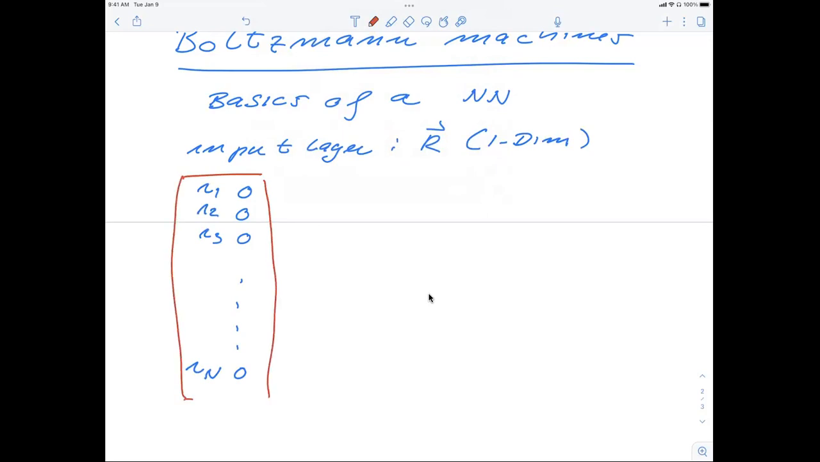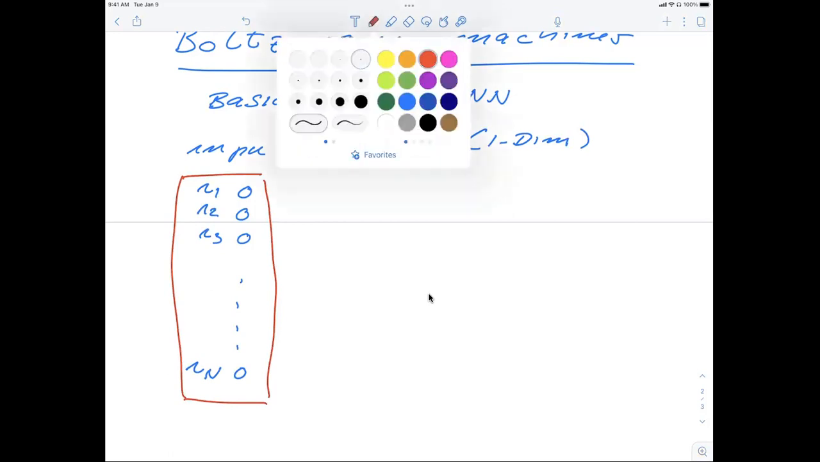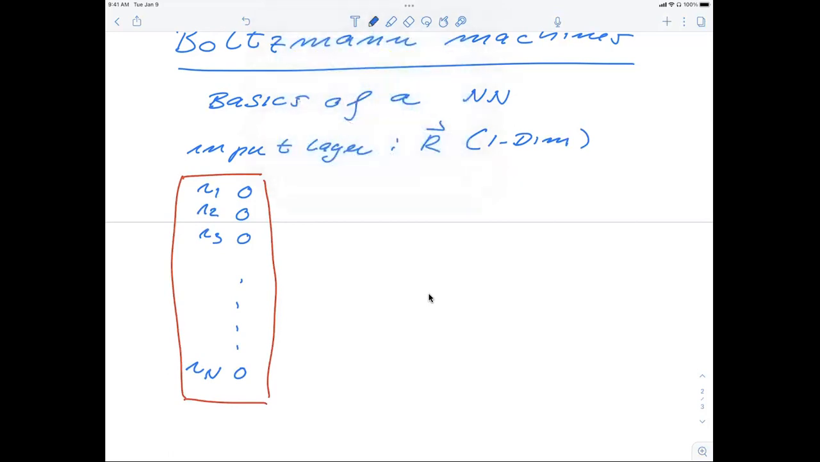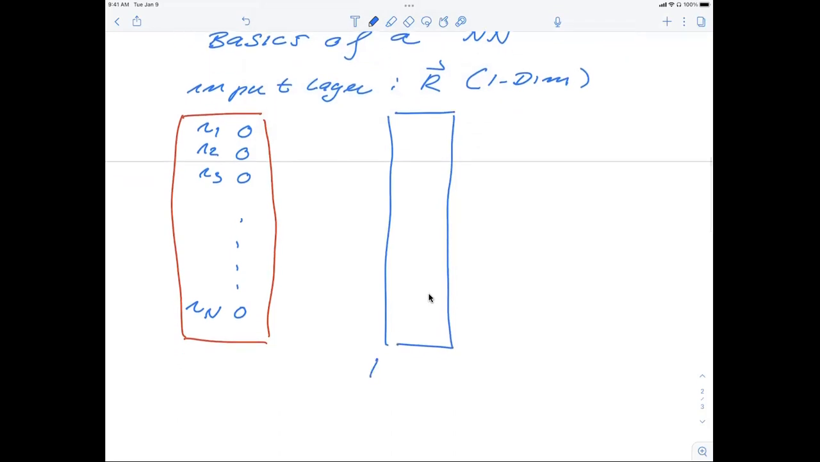So a standard neural network has now a given input layer. And then this input layer feeds into a set of hidden layers. So let's just write it. We're now just setting up one hidden layer. So we have a hidden layer here.